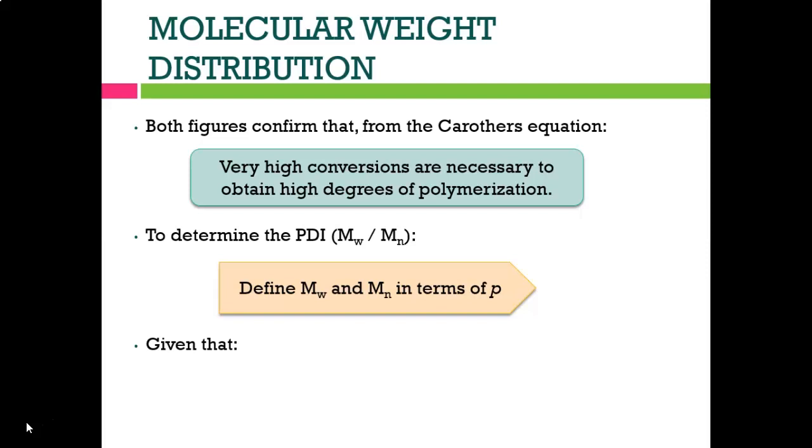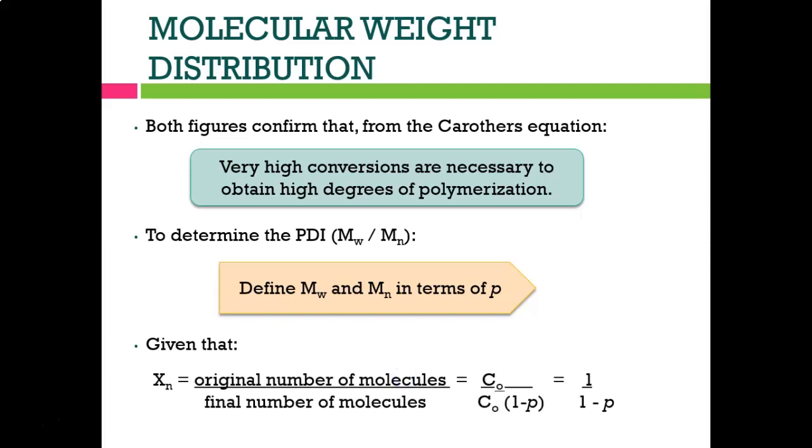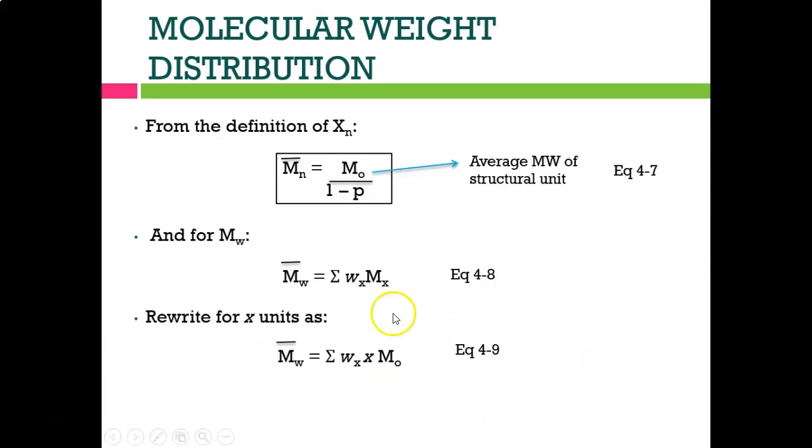To determine the PDI, the equation used is Mw over Mn. So define Mw and Mn in terms of P. Xn is always equal to 1 over 1 minus P. So from the definition of Xn, Mn equals M naught over 1 minus P. And for Mw, it is the sum of Wx and X. So we write, for X units, Mw is Wx X M naught.